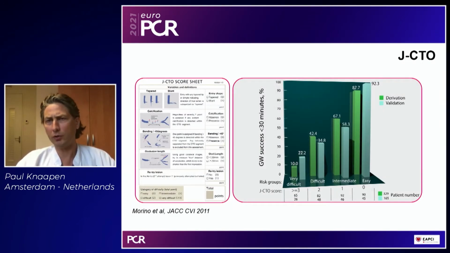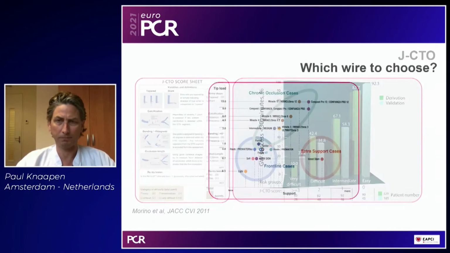And we notice also from the J-CTO score, if your J-CTO score is very low, the chances of antegrade wiring with soft polymer jacketed wires are extremely high. However, when your J-CTO score goes up, the success rate of wiring goes down, and you need different types of wires for different levels of J-CTO scores and also different strategies.